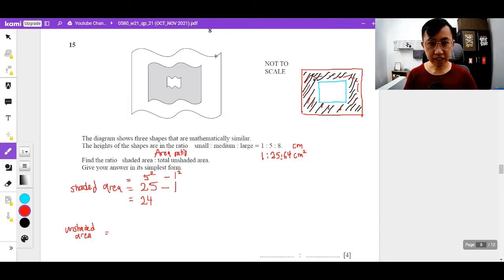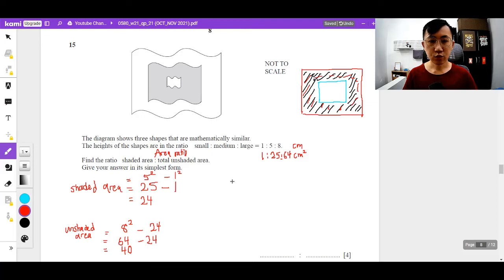Now your unshaded area, observe, basically it's everything inclusive of here minus your shaded area. So you take your larger rectangle here or larger flag here minus the shaded area. Alright, that's how you get the unshaded area. So I'm going to take the total of 8 square minus your shaded area, which is 24. So basically we are doing 64 minus 24. So your unshaded area is 40. Alright, so you take the bigger flag area minus the shaded area. That's how you get the unshaded part.